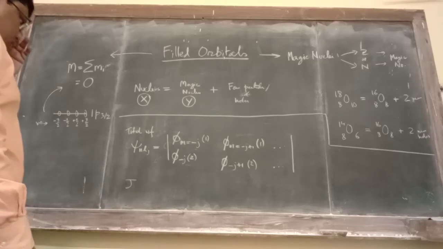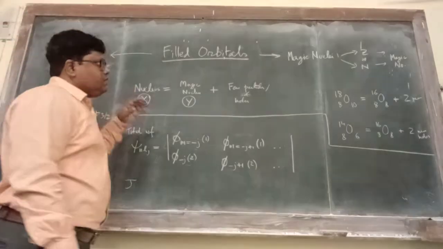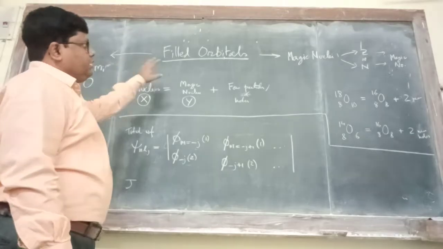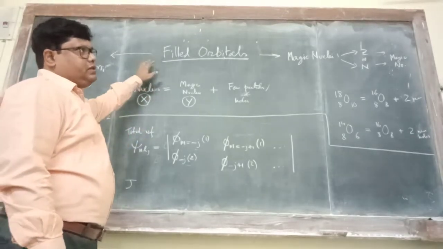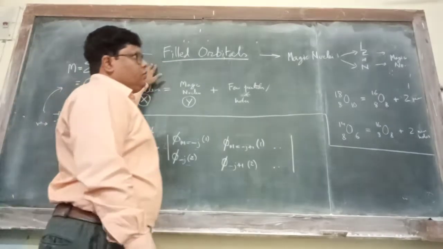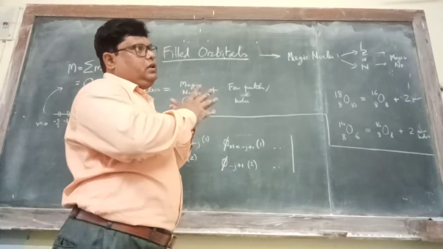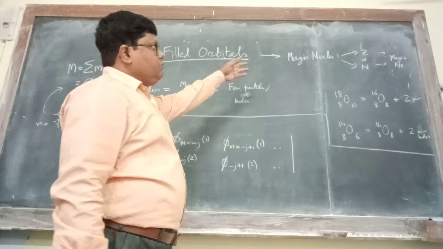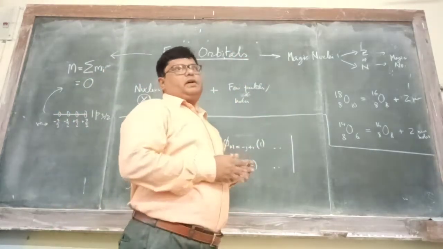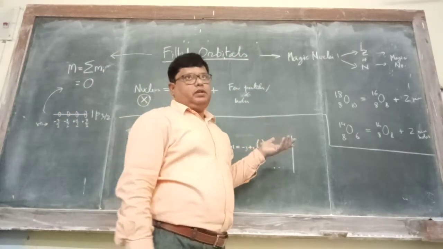Okay, so today we are first considering the case of filled orbitals. Now when I say filled orbitals, which nuclei have filled orbitals? I mean all the levels are filled up. They are known as magic nuclei. And what are magic nuclei?